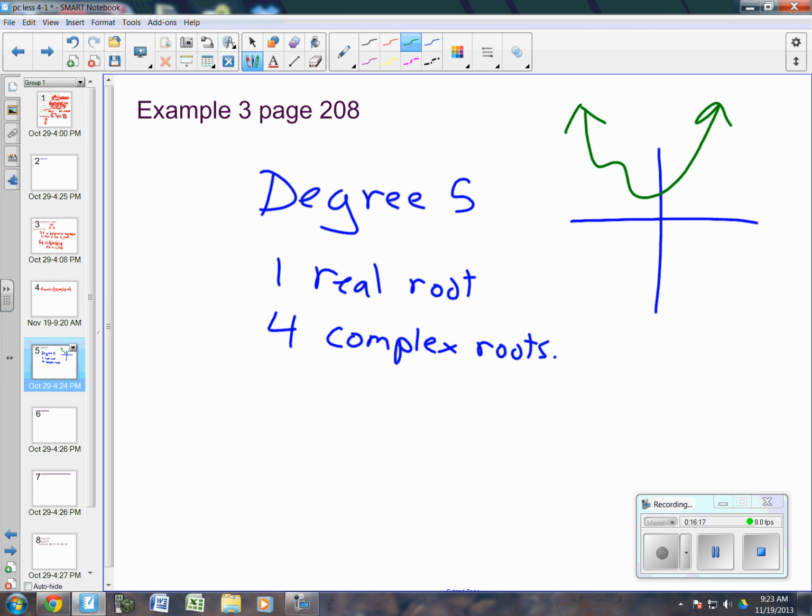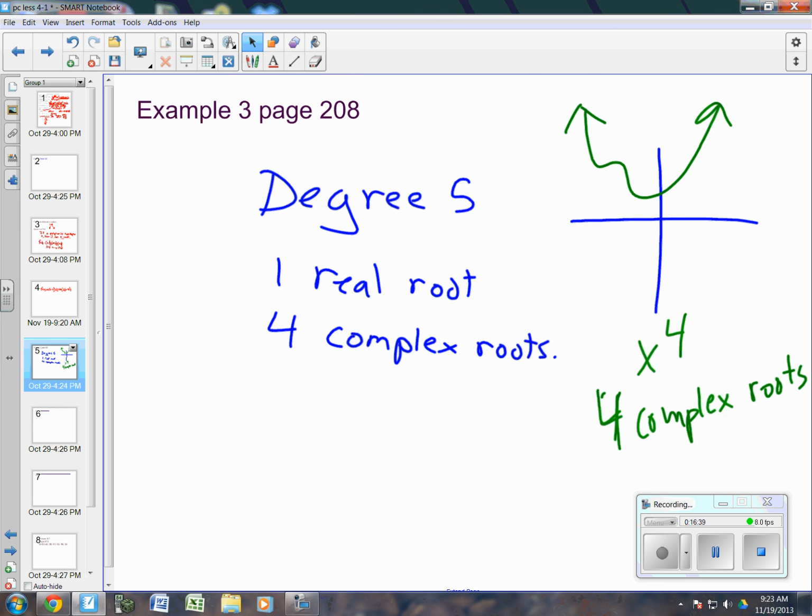Yeah, an even function might do that right there, like Miranda's saying. It may never cross the x-axis. So if it was degree 4, what does that tell us about all the roots? They're all imaginary. 4 complex roots, right? That's what the fundamental theorem of algebra tells us.